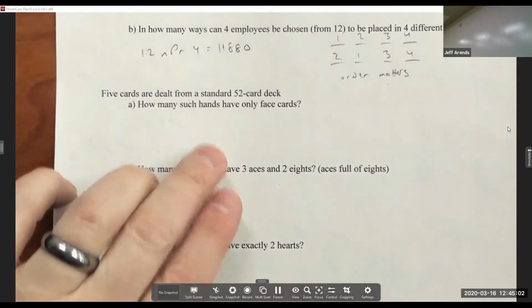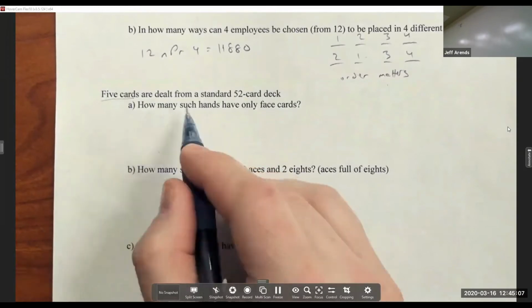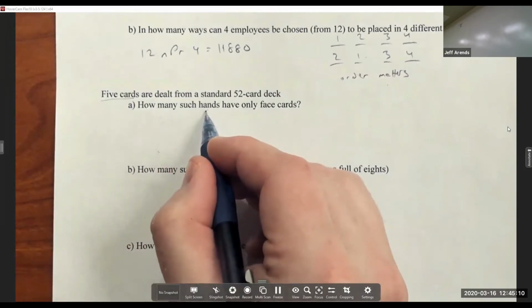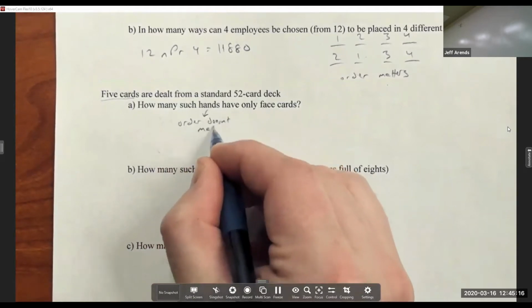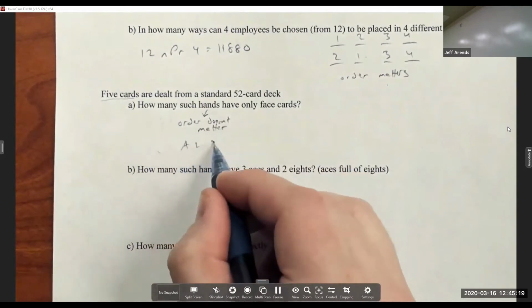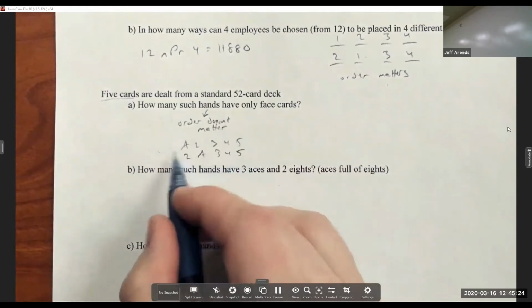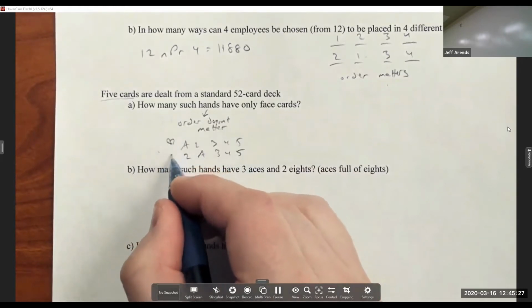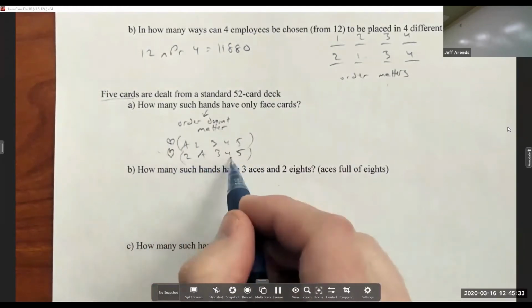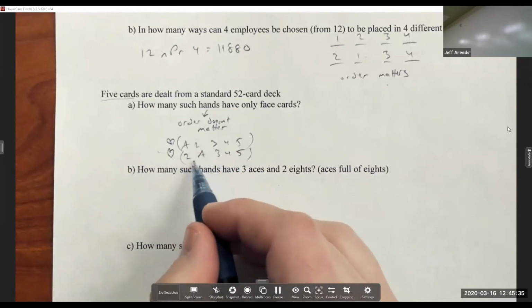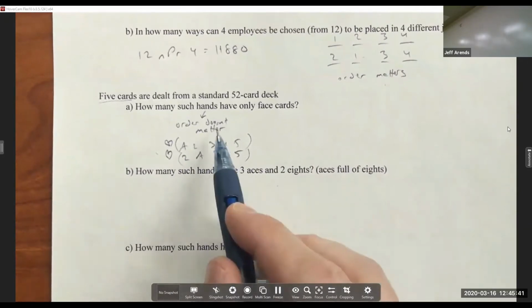If we're talking about a hand of cards, we're talking about a 5-card hand. When we're dealing with a hand of cards, order does not matter. Because if you're dealt an ace, 2, 3, 4, 5, versus being dealt a 2, ace, 3, 4, 5, say these are all hearts, this is the same hand, because you're free to arrange your hand.